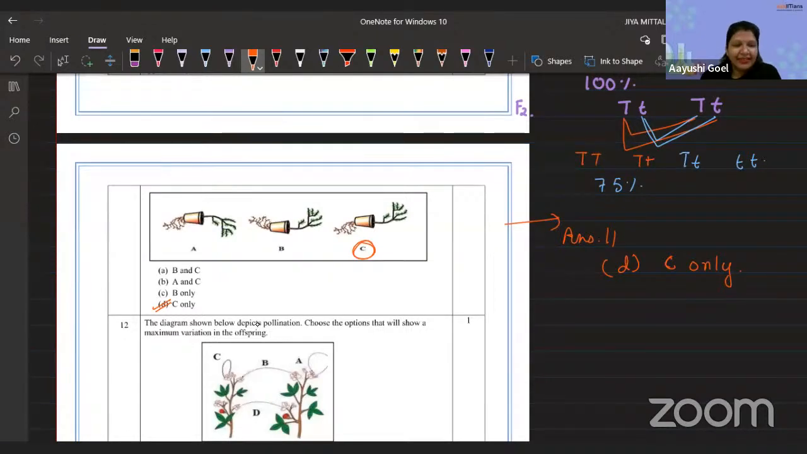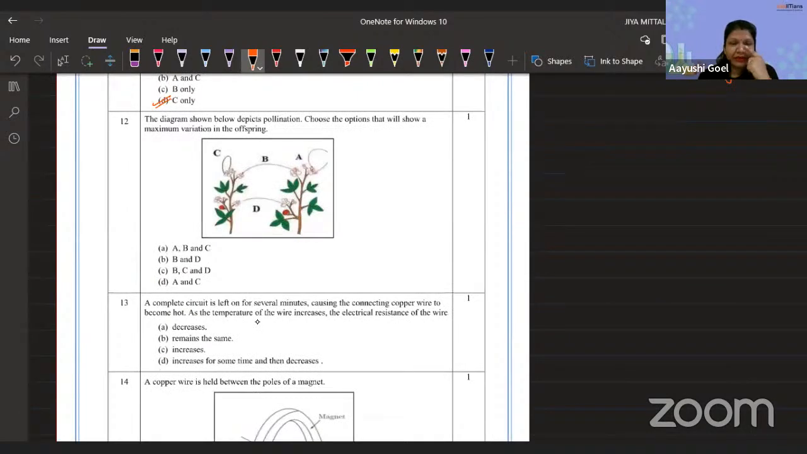Yes. Next, the 12th question. The diagram shown below is depicting pollination, and we have to see the maximum variation. The maximum variation actually occurs when we have cross pollination. I can see in the diagram that A is indicating self pollination, and B and D are indicating cross pollination. So in this case, the correct answer will be B and D, that is the B option.